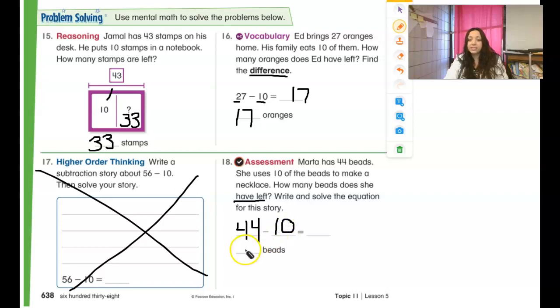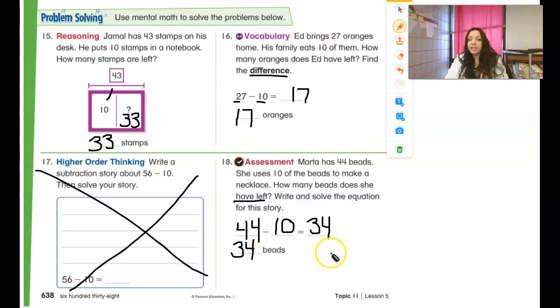So let's look at our 10s. I had 4 10s, I took 1 away. What's 4 take away 1? 3, very good. And then 1s, I had 4 1s, I didn't take anything away from it, so I have 4 1s left. So 34 beads, because 44 take away 10 equals 34.